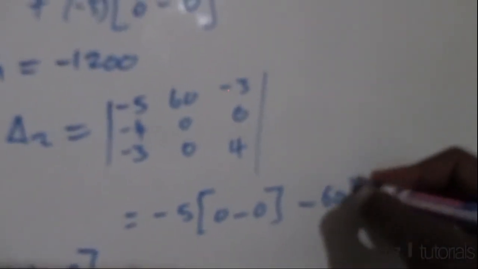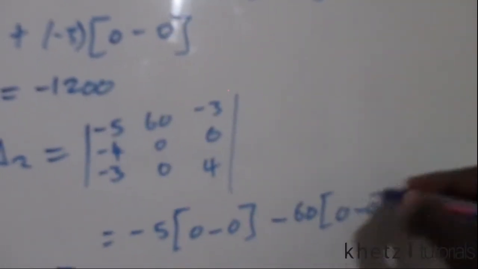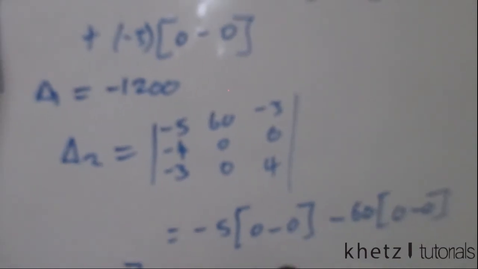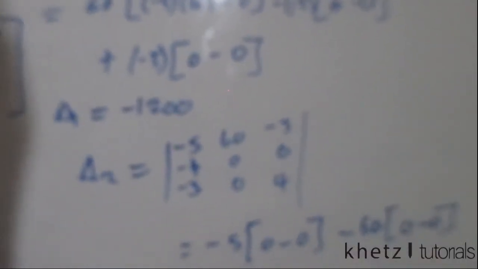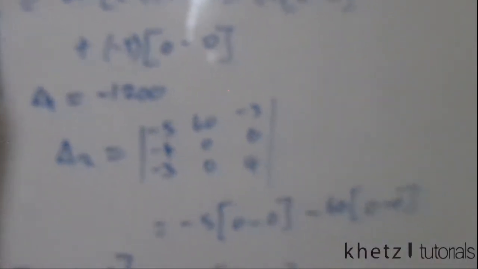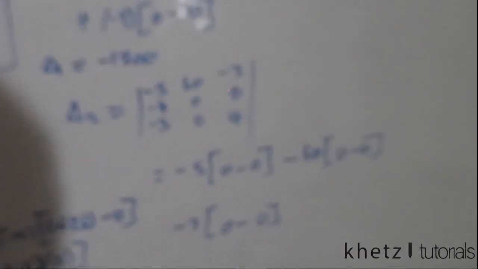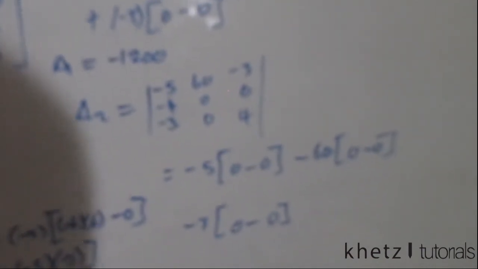And I'm going to have negative 60 multiplied by 0 minus 0. Finally, you're going to have negative 3, and it's also going to be 0 minus 0. So let's see. Something seems to be wrong at this part of the question. Let's do that again.